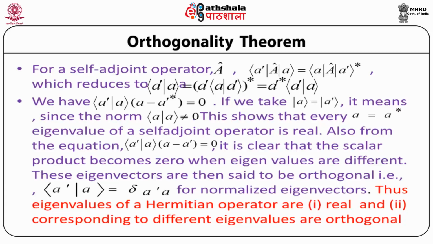Also, from the equation, the product bra vector a prime ket vector a into within brackets a minus a prime is equal to 0. It is clear that the scalar product becomes 0 when eigenvalues are different.